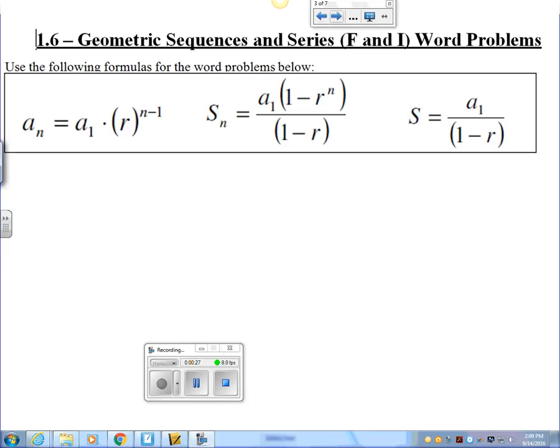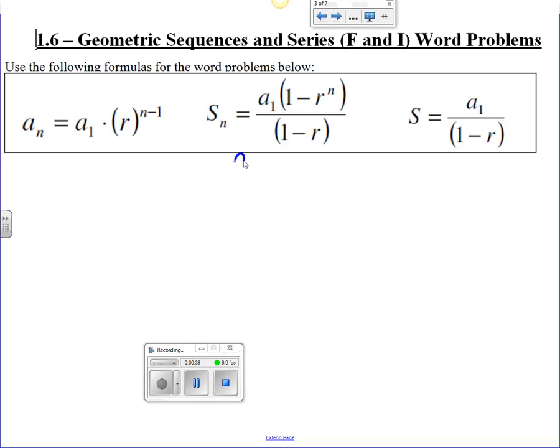All right, so here are 3 geometric formulas. Again, none of them are new. However, I do want to point out what's the difference between the S sub n and just the S. This one is finite, so you might want to make a note of that on your paper. And this one is infinite. So those are the 2 different sum formulas.